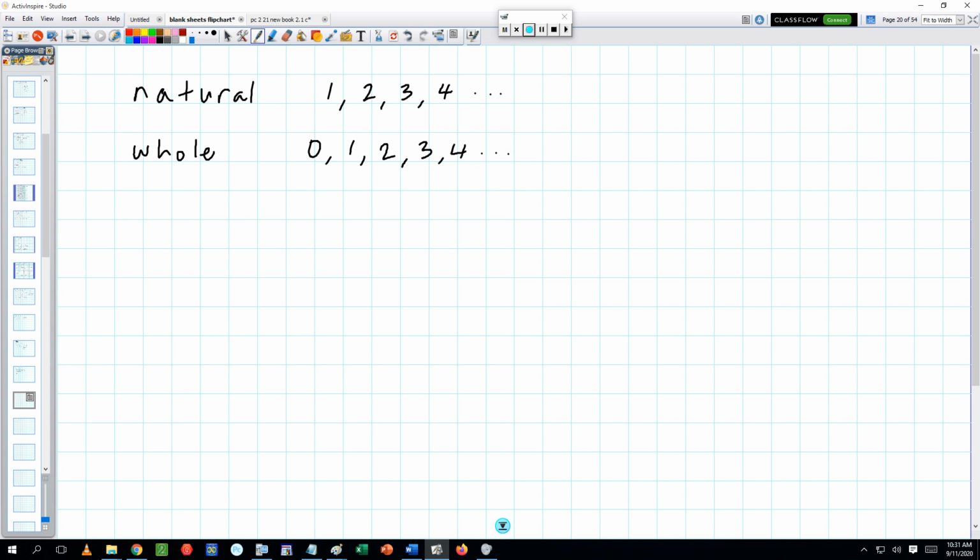Still, no decimals, no fractions, nothing like that. Then came the integers. Still no decimals, still no fractions, but with the integers we bring in the negative numbers. I'm using the dots to indicate that it keeps going forever in that direction, and I'll do it on the other side to indicate it goes forever in this direction.